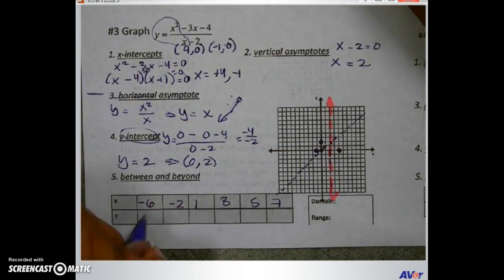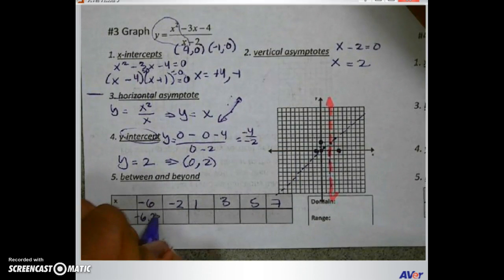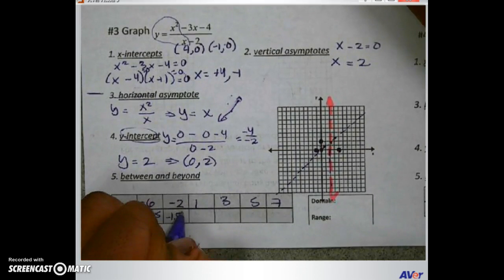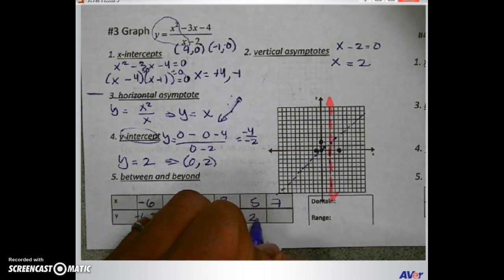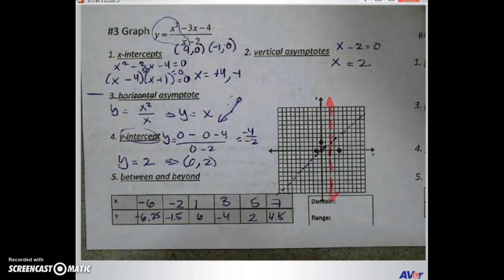So you plug those in, and you get -6.25, -1.5, 6, -4, 2, and 4.8. Go ahead and graph those for me.